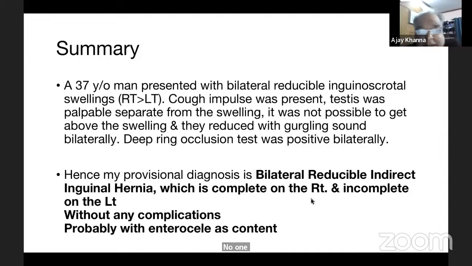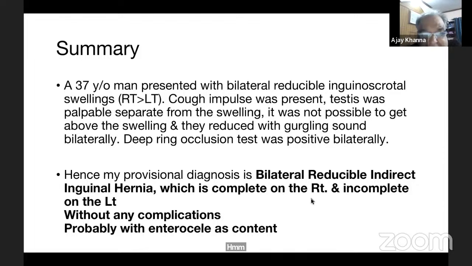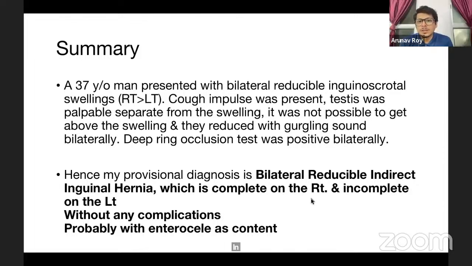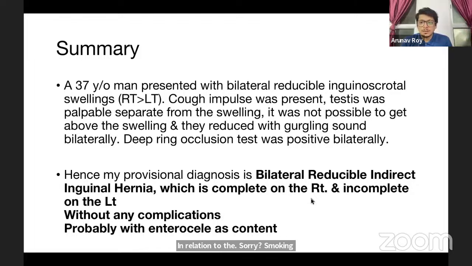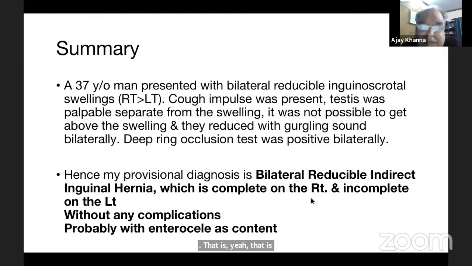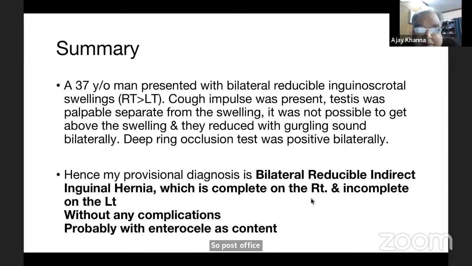Now, one very important thing: you were talking a lot about the collagen disorders. What is the commonest cause of collagen disorder in relation to hernia? Smoking, sir. Or tobacco usage, sir. Yeah, that is the most important cause. So collagen disorder is not as such because of a collagen problem; it is because of smoking. Yes, sir, there is a disturbance in the collagen, and that is a very important reason for the recurrence.